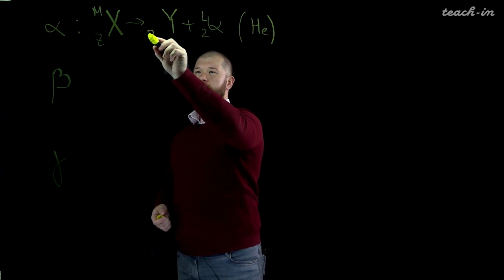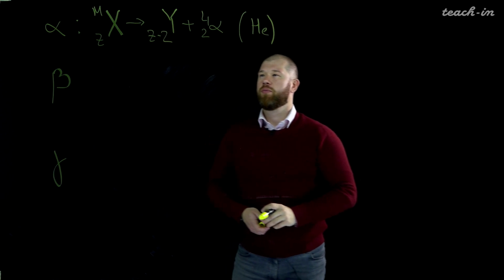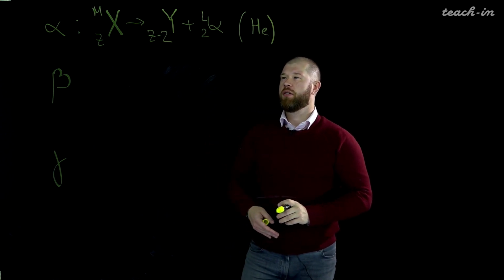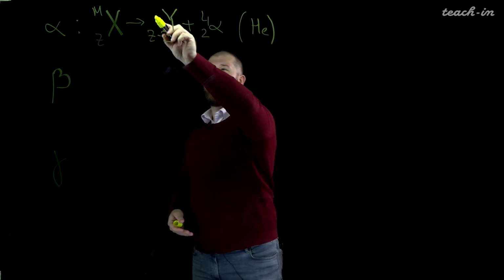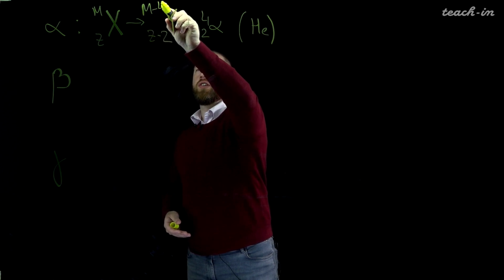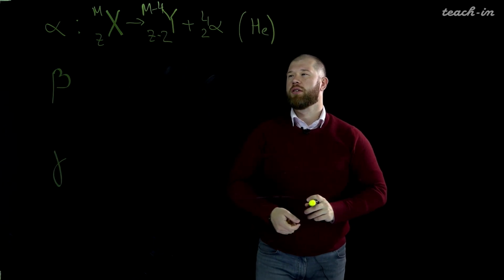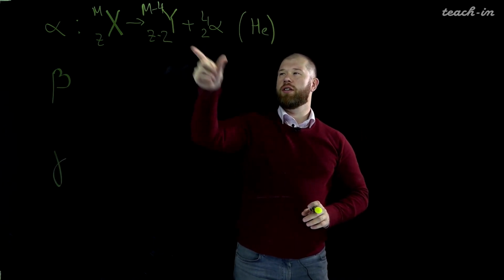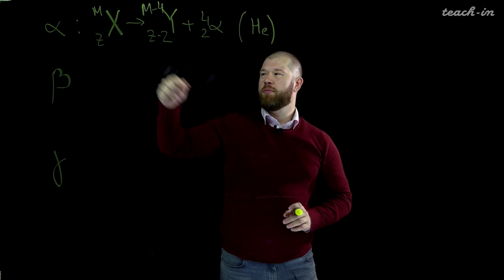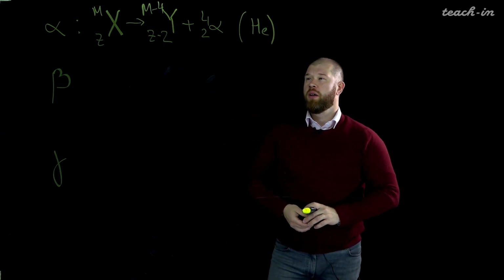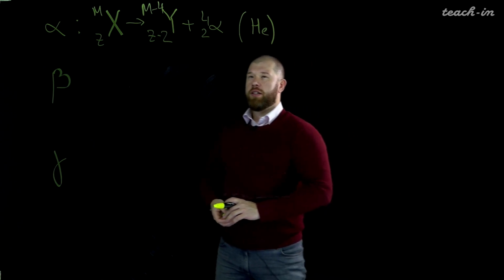That's why the charge of the daughter radionuclide is decreased by 2, and the mass is decreased by 4. Because in total, if we summarize these charges and masses, we should obtain the same as it was before. So it is the alpha particle.